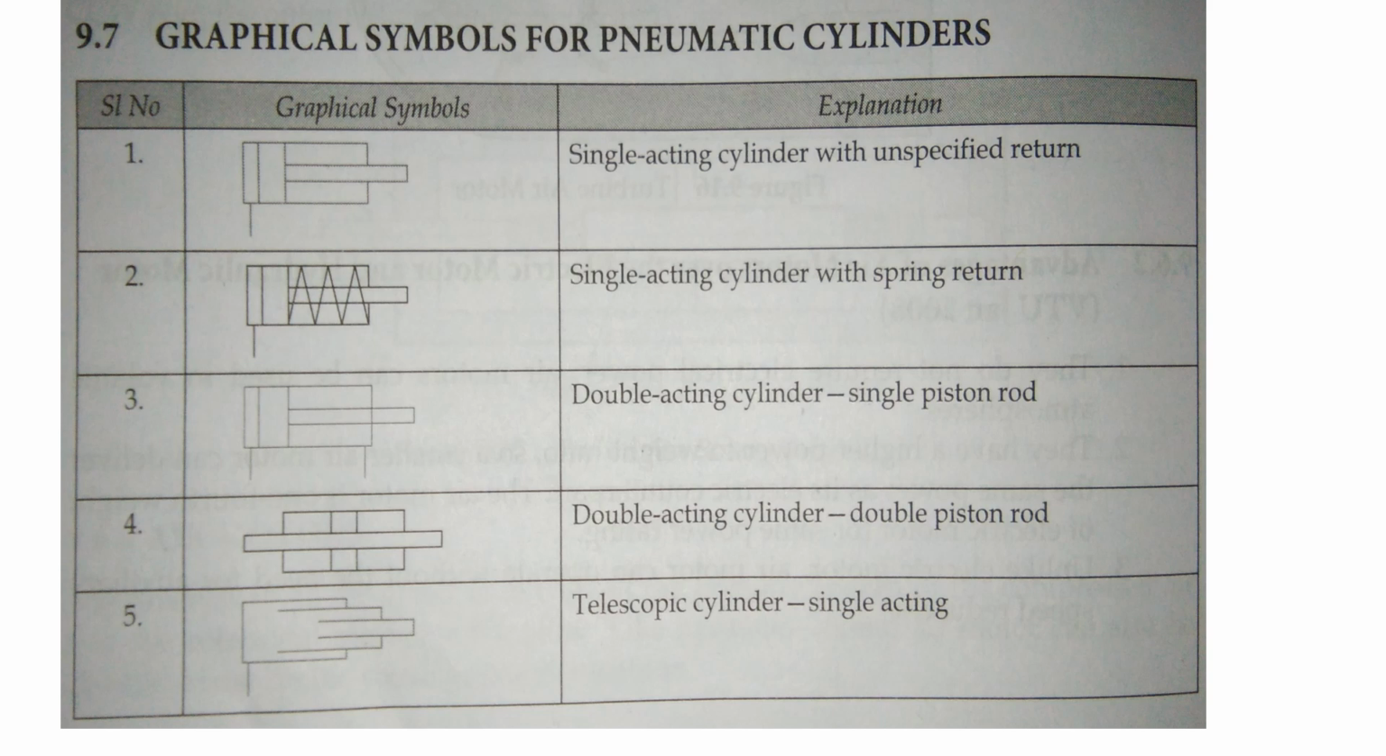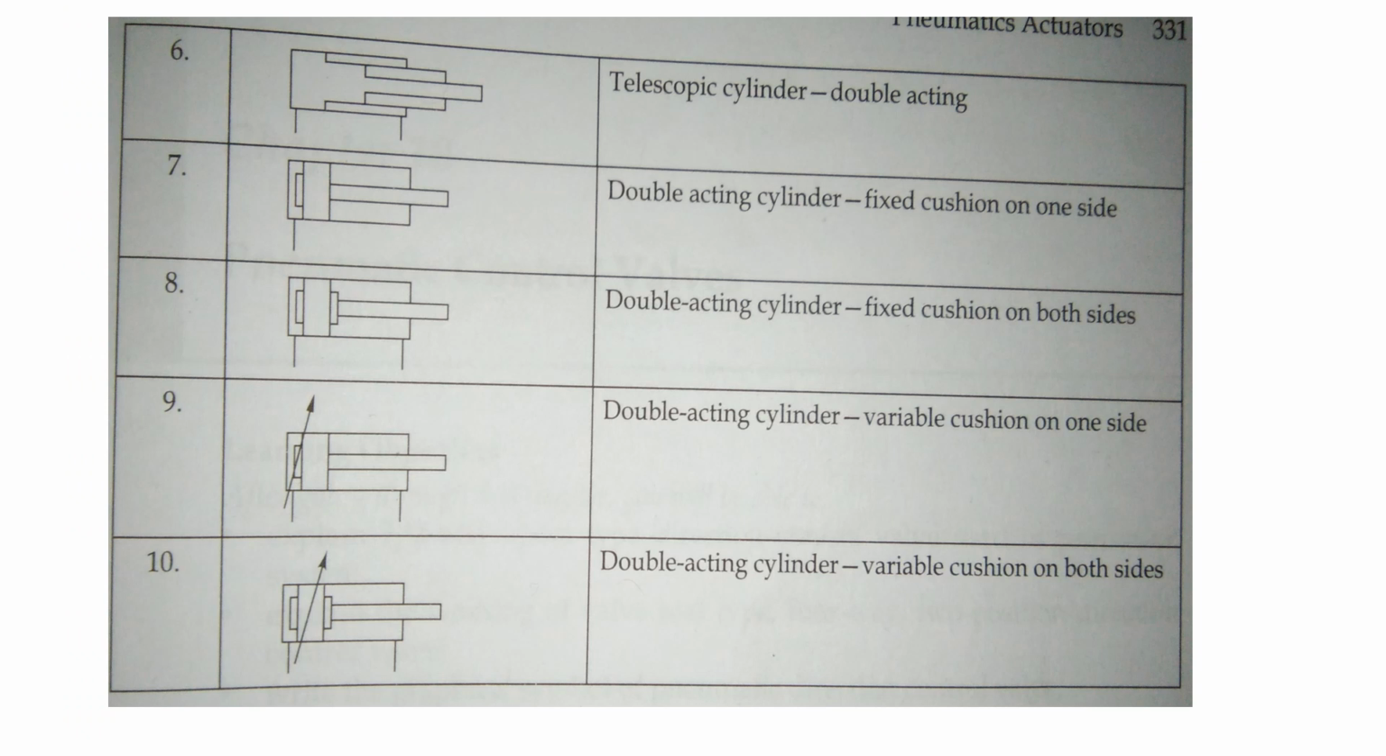Next we have the telescopic cylinder with a single input, so it is called single acting. Again here also the return is unspecified. The return takes place by the load itself. Next we have the double acting telescopic type of cylinder.